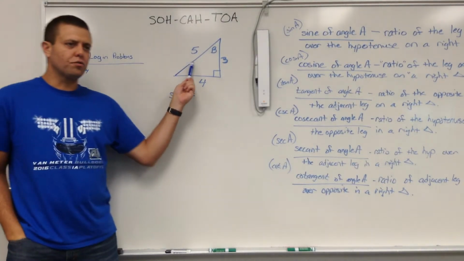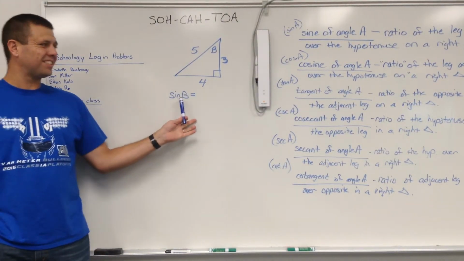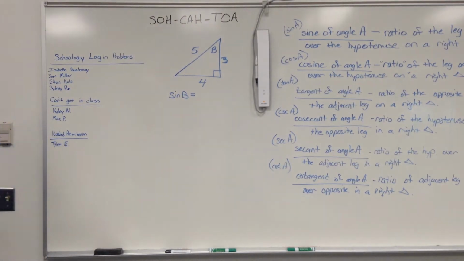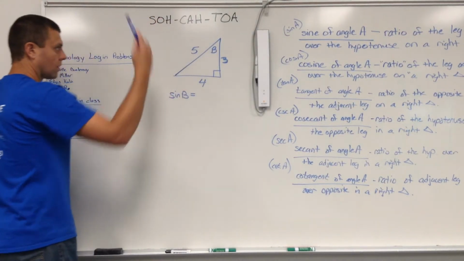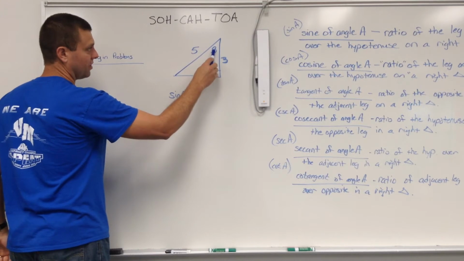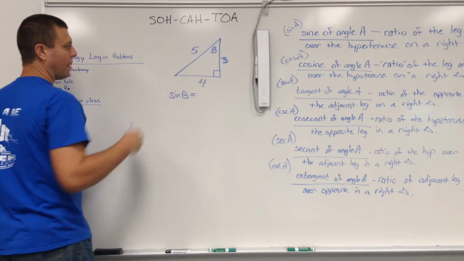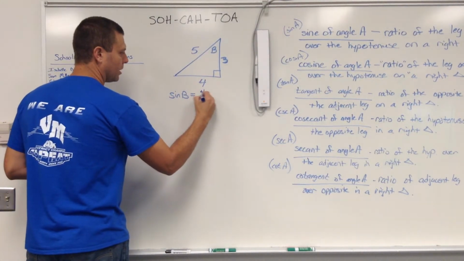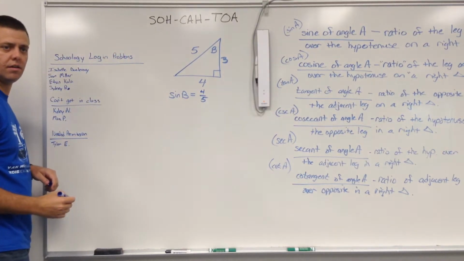If you look at this right triangle right here, and I asked you, what's the sine of angle B? What fraction would you say? 4 over 5, I heard. What do you guys think? Agree, disagree? Why is it right? Because the opposite of B is 4, and the hypotenuse of the right triangle is 5. Perfect. So the sine of angle B would be 4 over 5.